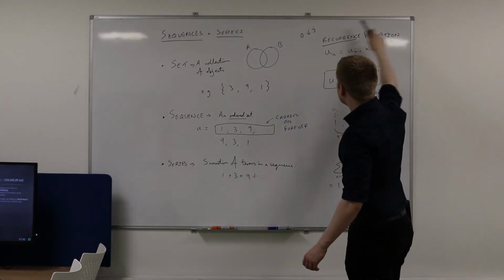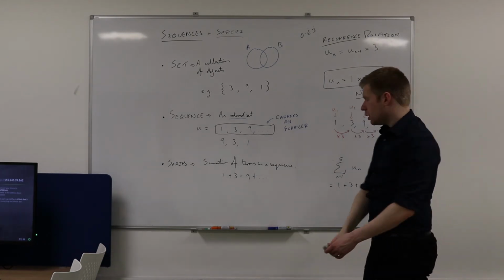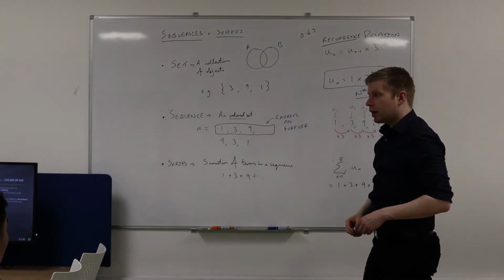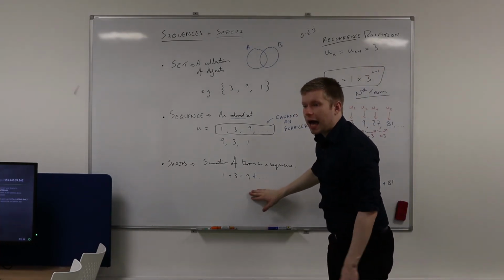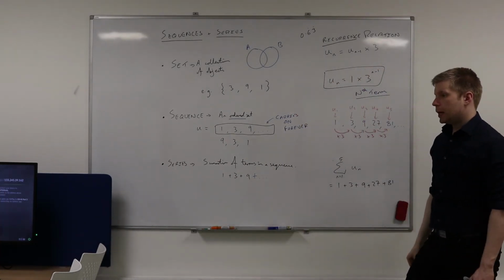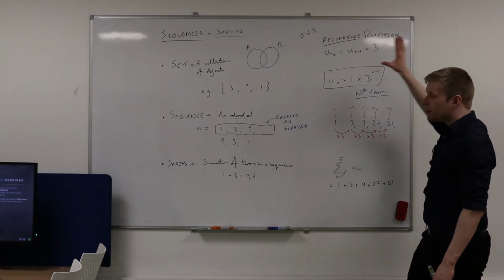So this is how I could write my sequence. I could come up with an nth term rule to describe my sequence. But I could also write my series like this. So if you start seeing summations going on, it means I'm talking about series. It means I'm adding terms together. Are there any questions about any of that?